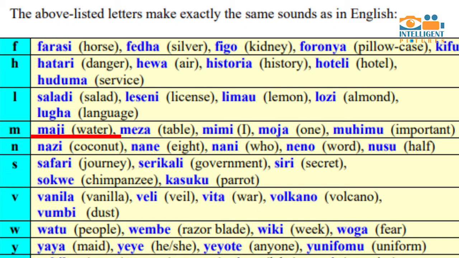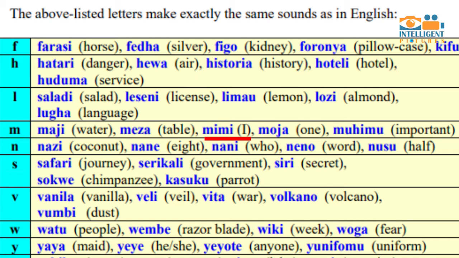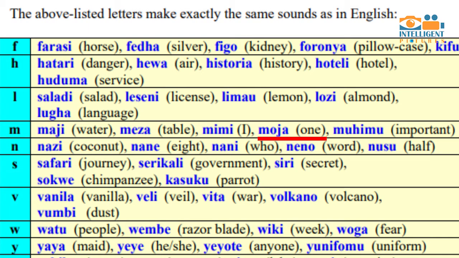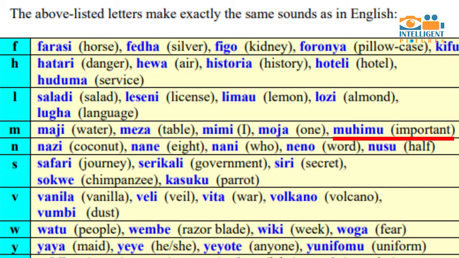So we're going to see sound M or letter M. We have words like maji, which means water, and we have also meza, which means table, okay? We have also another word, mimi, which means I, you know, I. And we also have another word, moja, which means one, just one. There is also another one, muhimu. Muhimu means important, okay? Important.